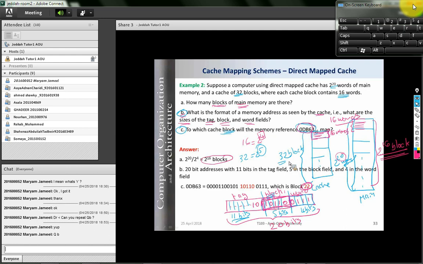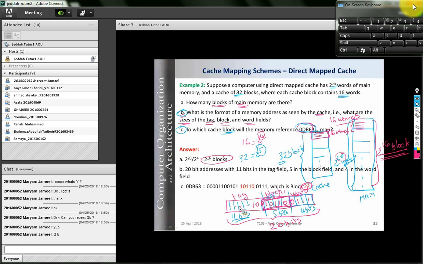Same thing for the block. How many blocks do we have? We have 32 blocks in the cache. To select one of these 32, how many bits do we need? 32 is 2 to the power of 5. That means we need 5 bits to select one of these 32 blocks. So here we have 5 bits in the block field.